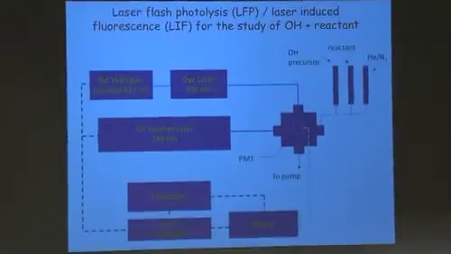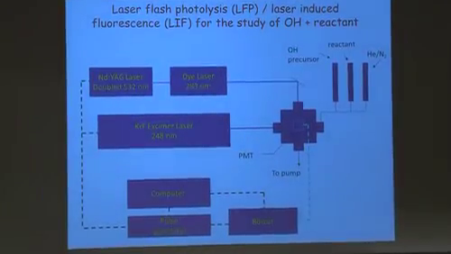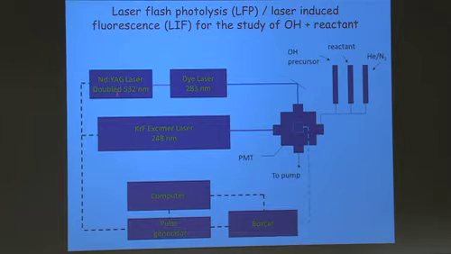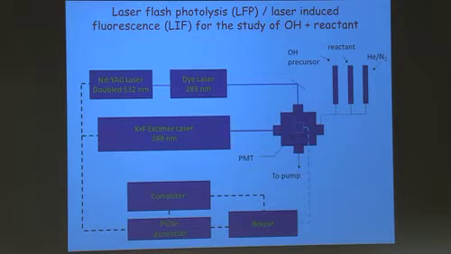So let's have a look at pulse laser photolysis. This is a typical experiment. We have a laser here, which is an excimer laser, in this case operating at 248 nanometers. And here's a reaction cell. And we flow, we're looking here at reactions between OH and a reactant.